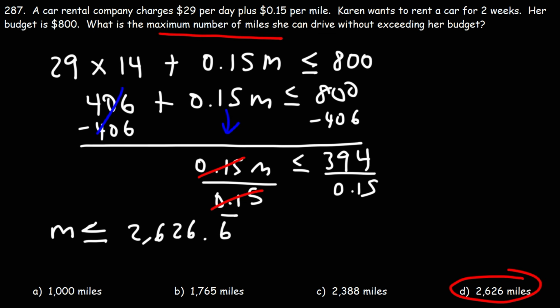We don't need to round up because that would exceed her budget. It will be just over 800. So we need to round down. So the maximum number of miles that she can drive without exceeding her budget is 2,626 miles.